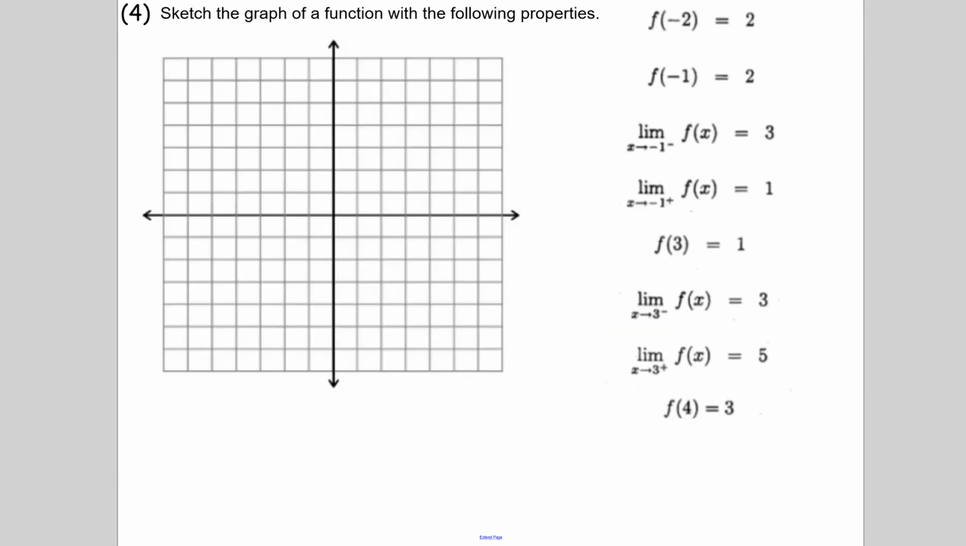Okay, next we're going to switch things around, and we're going to be given information about the graph. We're going to sketch it. Now there are probably many ways to do this correctly, like you might make yours curvy and I might make mine straight, but they have to meet all of these requirements. Let's start with the function values. These will be points that we'll plot. We'll make a scale here.